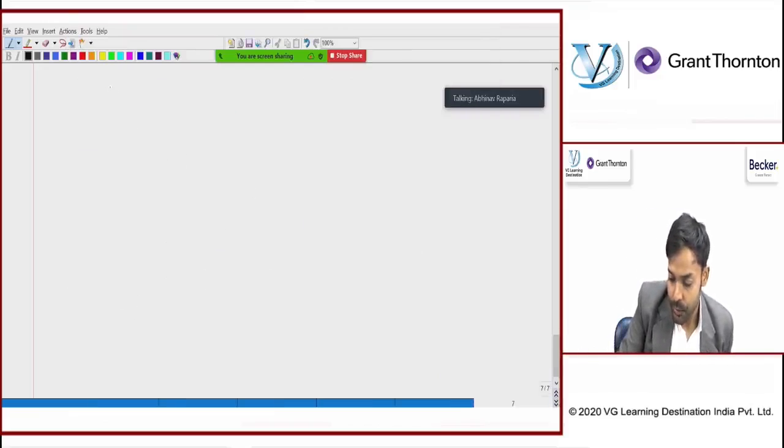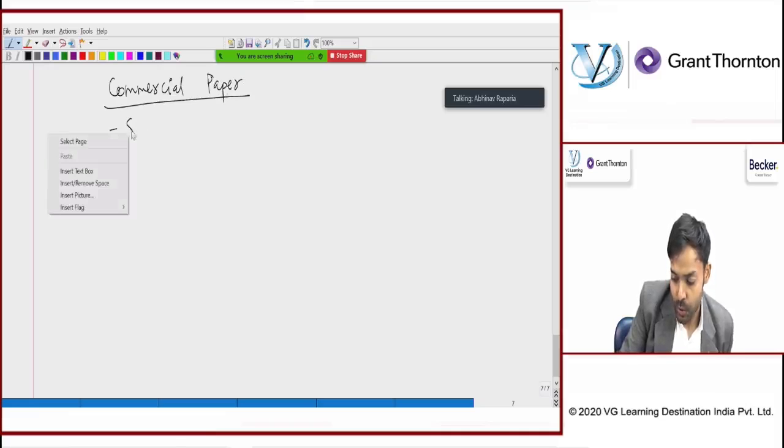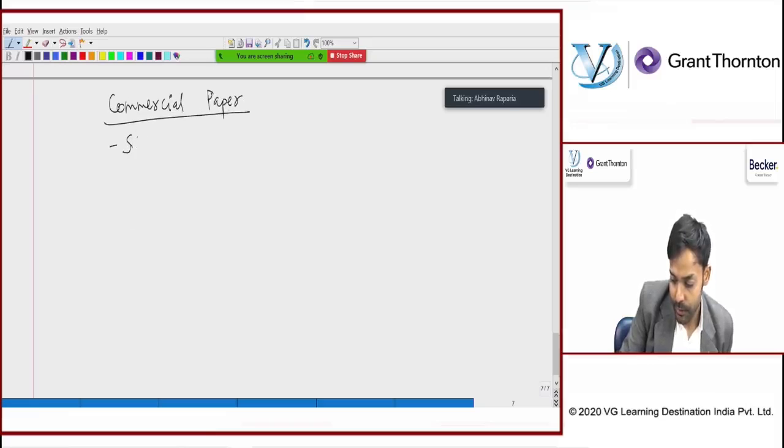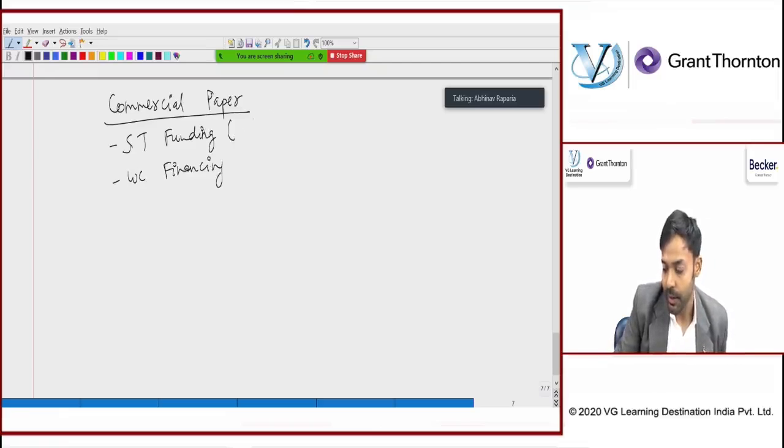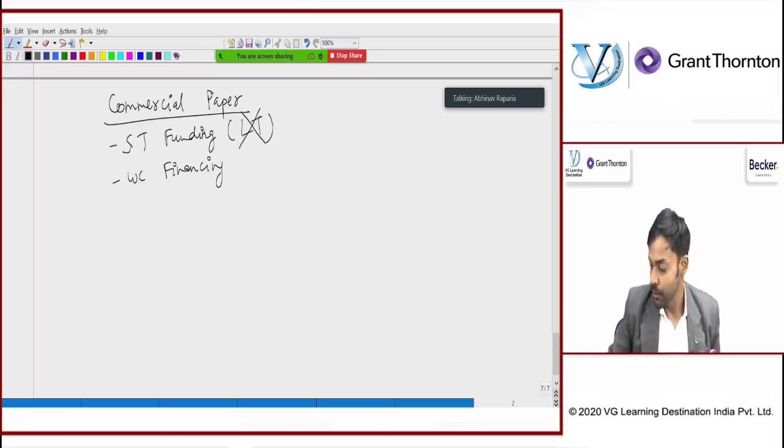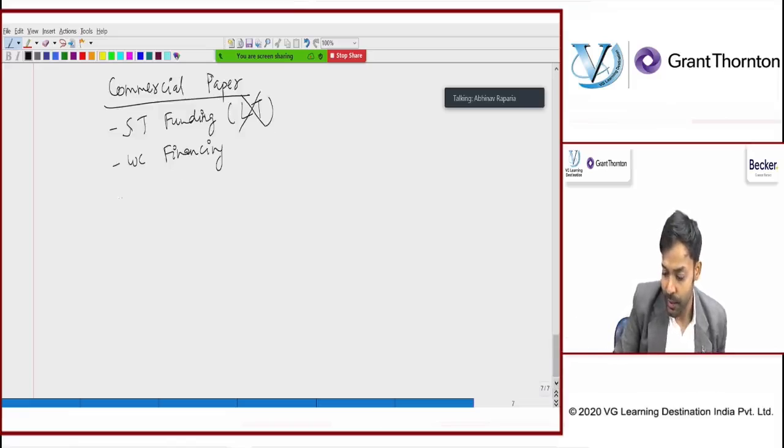Okay. So what is commercial paper? It's a short-term instrument. It's a short-term funding. It is a working capital financing. What is short-term? That is, it is not for the long term. It is not for more than 1 year. It is a working capital financing. Generally, it ranges to 30 days.